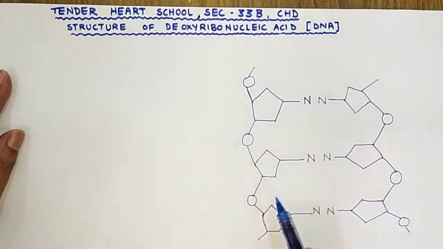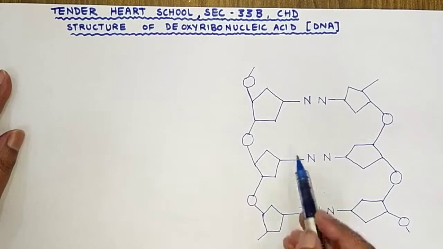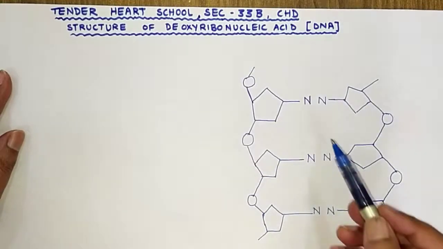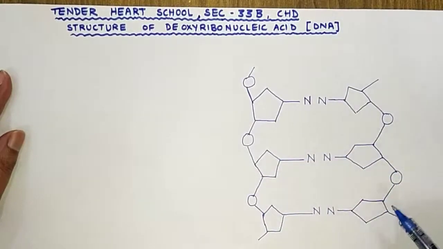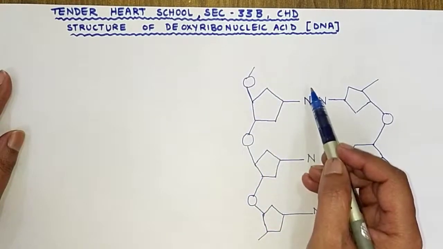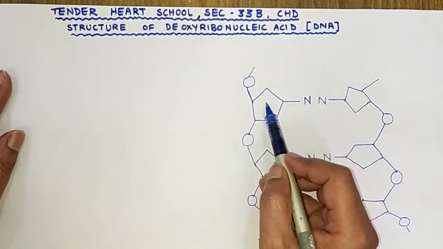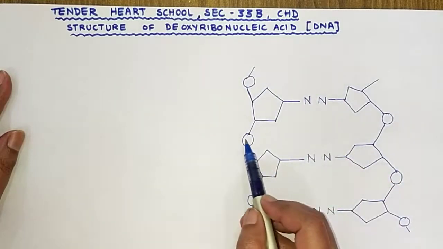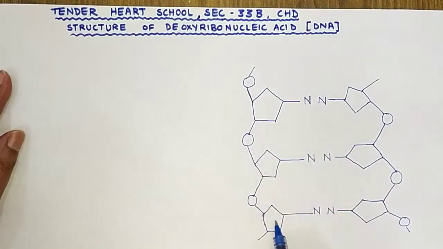Each DNA strand is made up of small units which are called nucleotides. So 3 nucleotides I have shown this side, 3 nucleotides this side. So 2 strands of DNA you can see. Each strand is made up of small unit nucleotide. A nucleotide is made up of pentose sugar, phosphate, nitrogen base.